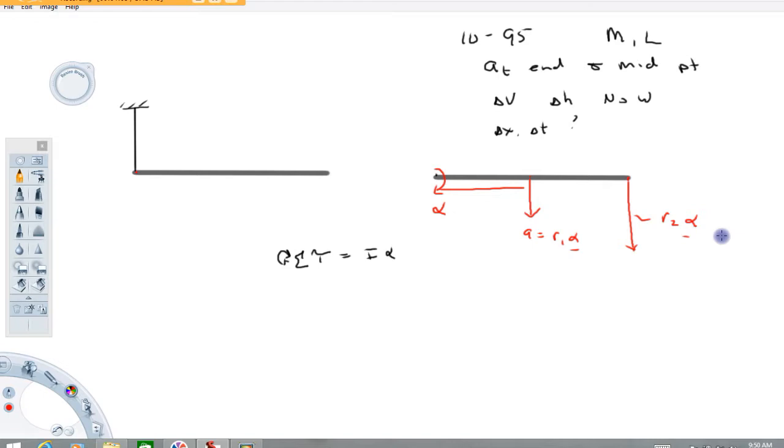No point on this body would have a centripetal acceleration in this picture, because centripetal acceleration is a v squared over r term, and there's no v yet. At the instant shown here, nothing's moving. These are just acceleration vectors. So again, the key: draw a free body diagram.